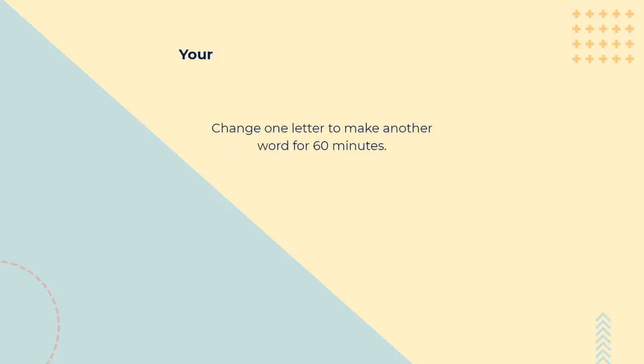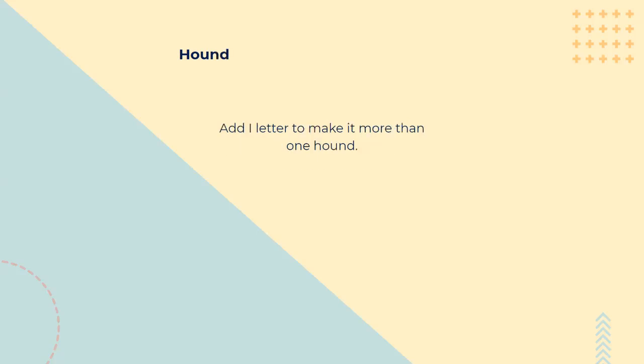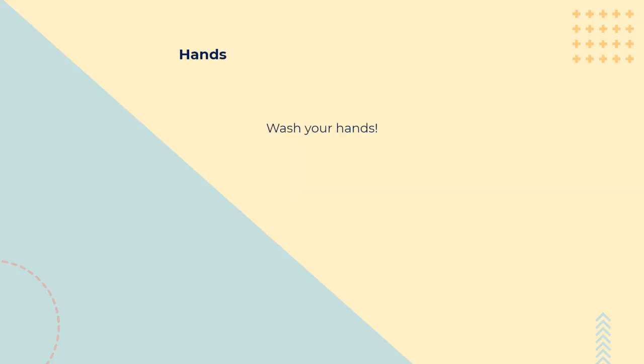Your. Change one letter to make another word for 60 minutes. Your becomes our. Take away the last letter and replace with two and make a breed of dog used for hunting. Hound. Add one letter to make it more than one hound. Hounds. Change the OU to one vowel, making a word that goes with number 1, wash, and number 9, your, and makes you healthy. Hands. So this word ladder is wash your hands.